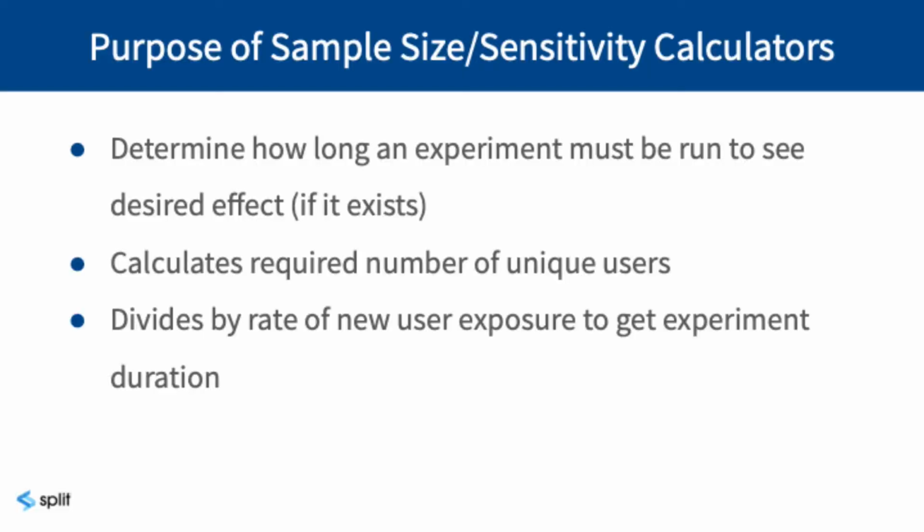This one's on using the split sample size and sensitivity calculators. So the first question is, what would you use these calculators for? And that's to answer the question of how long do I need to run my experiment to be able to see the desired swing or the expected swing in my key metric. And there's a couple factors that go into this, and the calculators take those factors into account and give you an expected duration for the experiment.